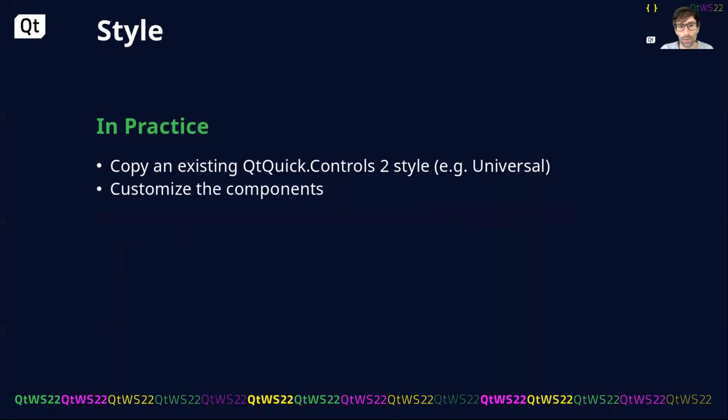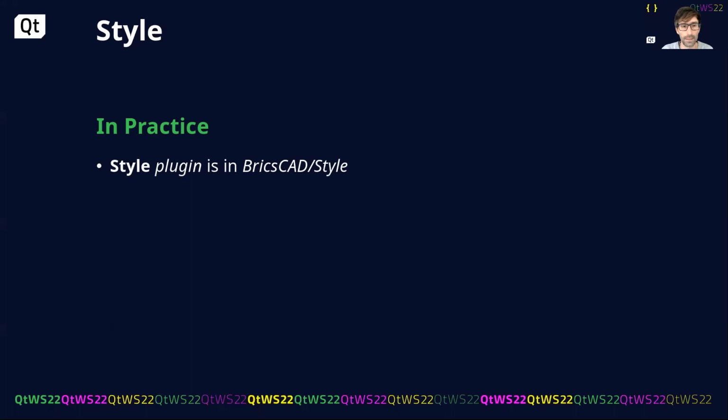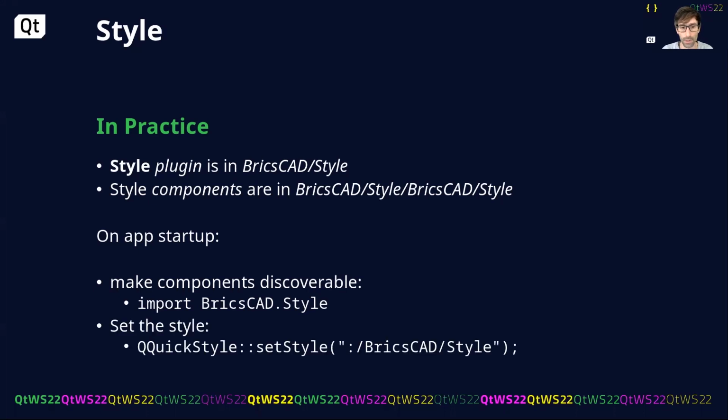So yeah, to start with, you copy an existing control to style, compile, and customize the components. These are all the components that we have. And then, some details. On startup, you import the plugin because the components are inside of the plugin, and then you actually set the style. That means that from that point on, the Qt controls will be using this style.